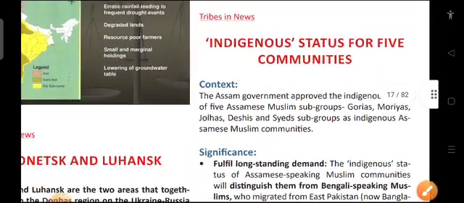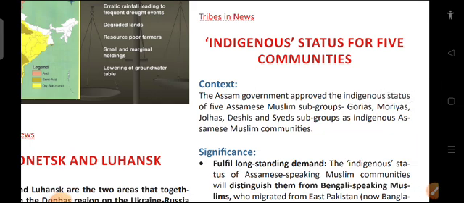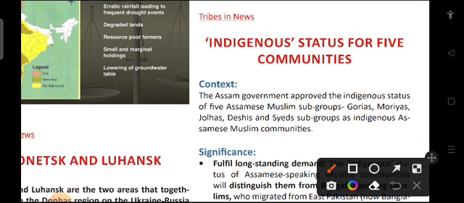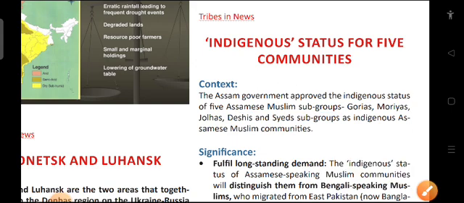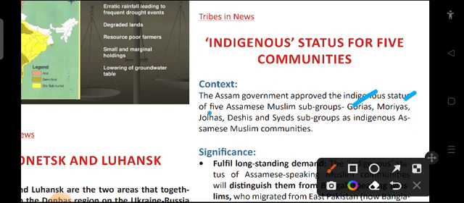Then tribes in news. Indigenous status for 5 communities. What is the context? Assam government approved indigenous status for 5 Assamese Muslim subgroups. What are they? Gurias, Murias, Jolhas, Deshis, Shayats. They have been designated as indigenous Assamese Muslim community. Indigenous status has been given by Assam government to Gurias, Murias, Jolha, Deshis and Shayats.